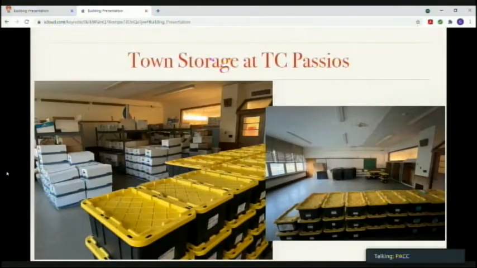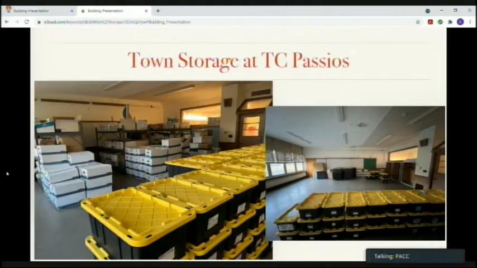Now, town storage at TC Passios. TC Passios is where the majority of the storage occurs for the town offices and also for the school departments. This slide just depicts that typical classroom setup of what the storage is like. On the left, you see a classroom that's mostly at capacity with town storage. On the right, you see a big open space with the dark stain in the ceiling.